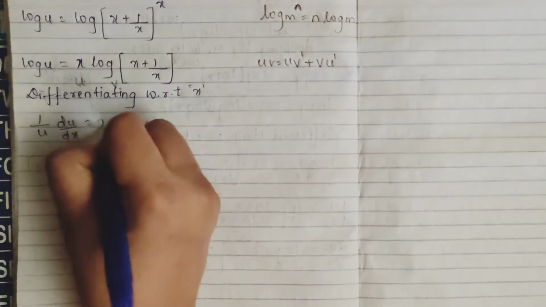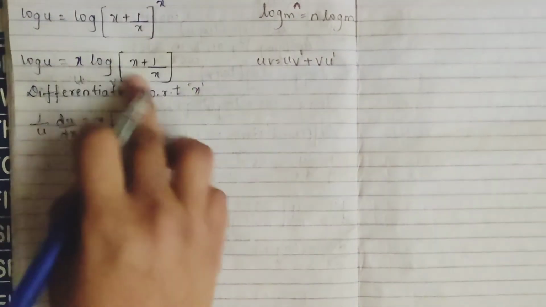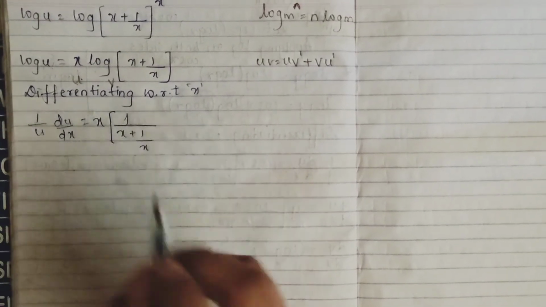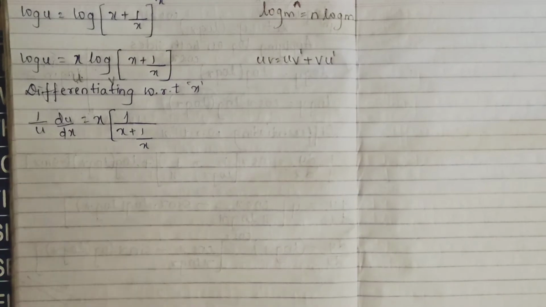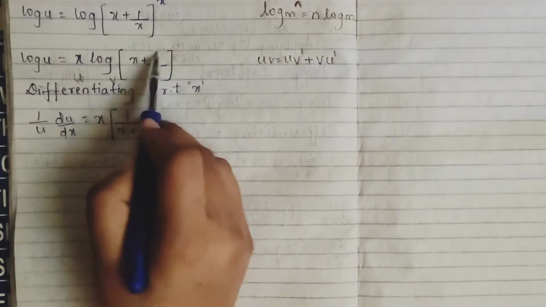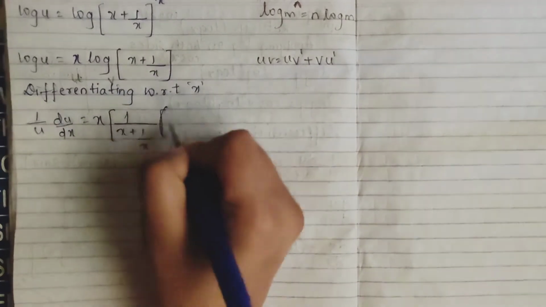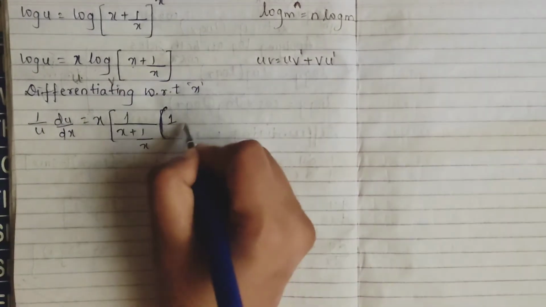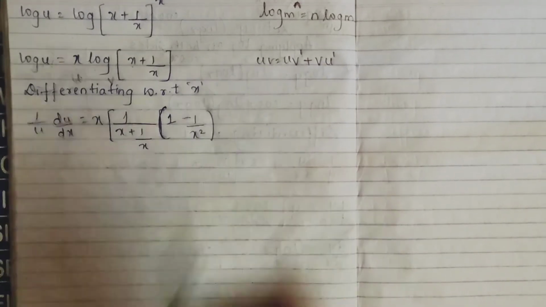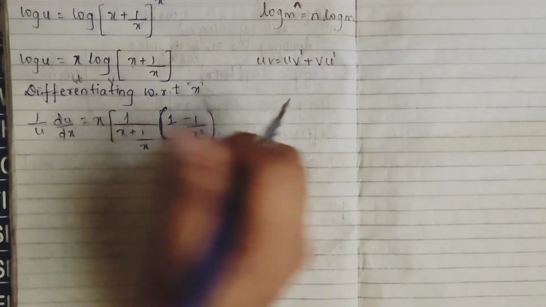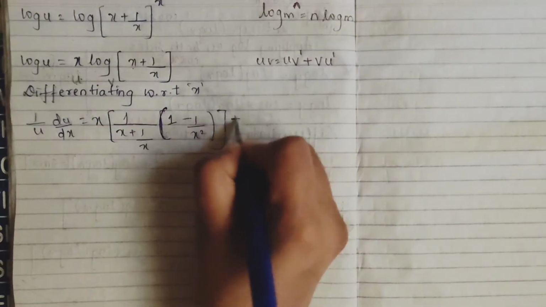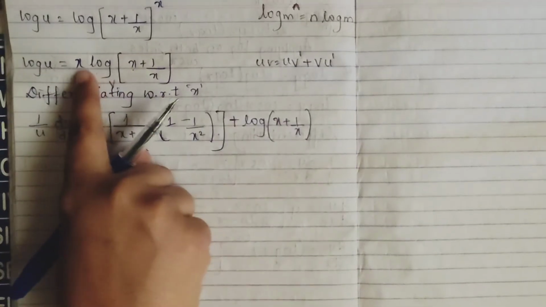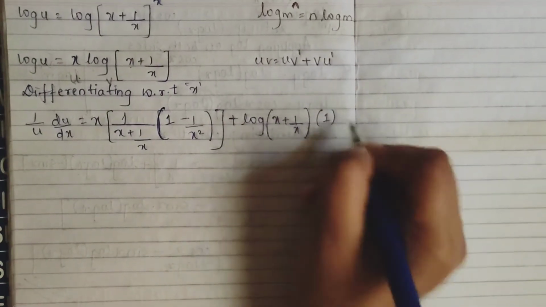So what we will get: keeping your x, the derivative of log is 1 by (x plus 1 by x), and again here you have interior differentiation. This is again the chain rule we are applying. The interior differentiation: differentiation of x with respect to x is 1, and differentiating 1 by x is minus 1 by x square. Go through your formulas, you will understand. Okay, now this part is over. Second, keeping v as it is, log of (x plus 1 by x), differentiating x, the differentiation is obviously 1.